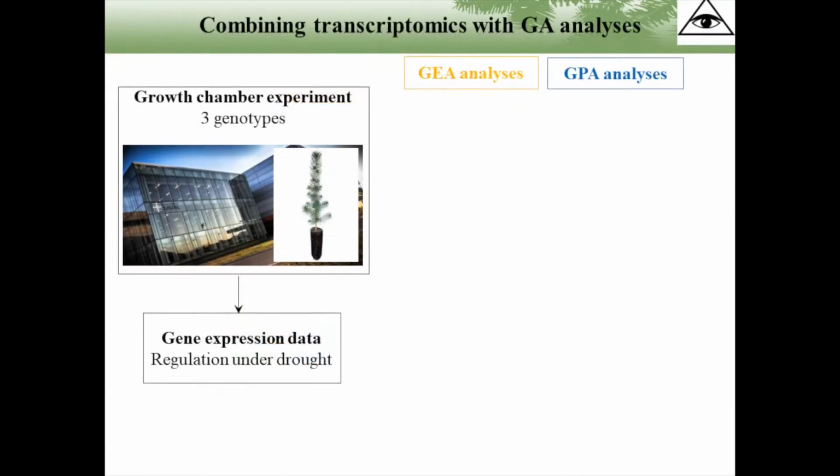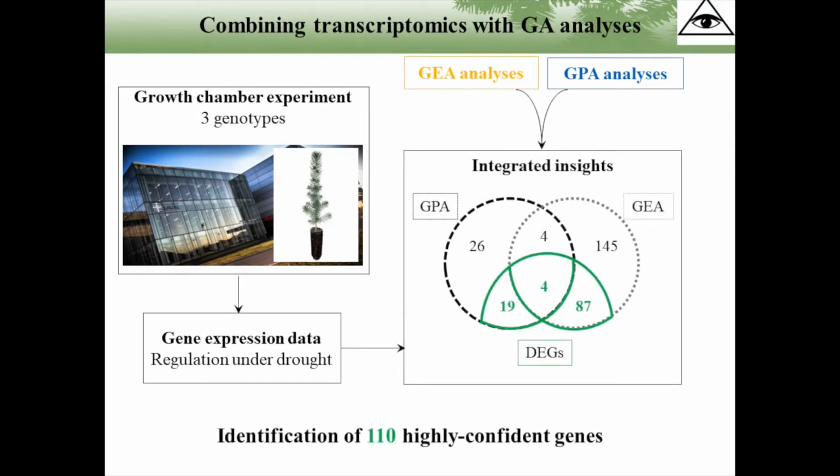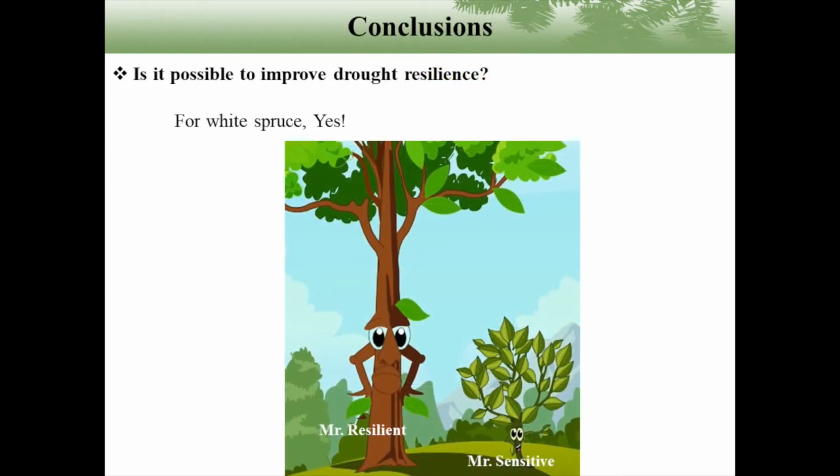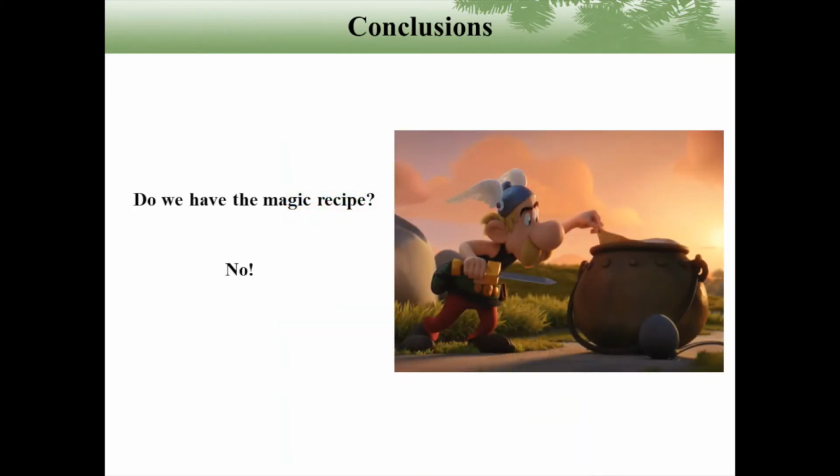After genetic associations, we added transcriptomic data from an accompanying growth chamber experiment to investigate differential expression under drought conditions. 285 genes were significantly associated with a climatic factor or a phenotypic trait, including 110 that were differentially expressed in response to drought. To conclude, we showed that for white spruce, adaptive genetic variation in response to changing local conditions can shape drought vulnerability. Have we found the magic recipe yet?